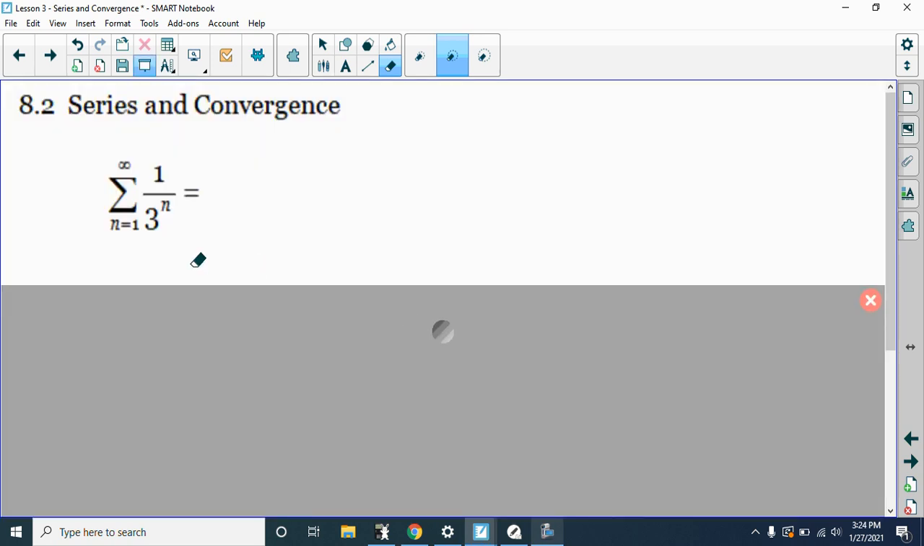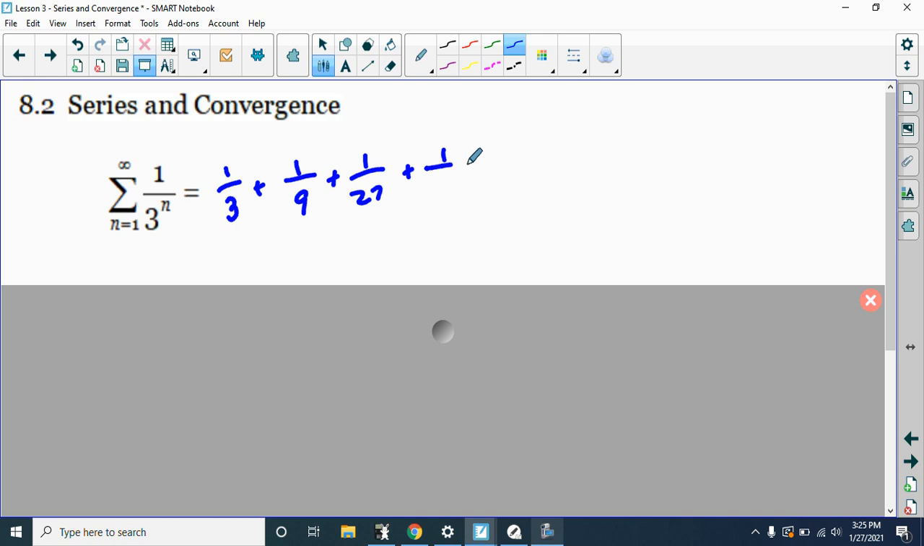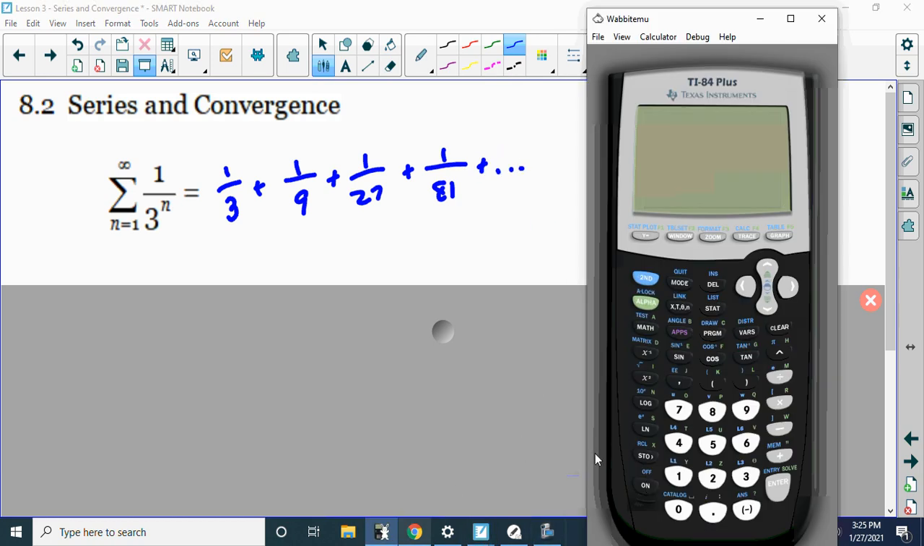So a very, very basic series here asks us to find the sum of the values starting at 1 and going to infinity of 1 over 3 to the n. So if we just start plugging in 1, 2, 3, and so on, and then adding them up, it would look like this. So we would get 1 over 3 plus 1 over 3 squared plus 1 over 3 to the third plus 1 over 3 to the fourth, and so on. We then can use our calculator to approximate what that is.